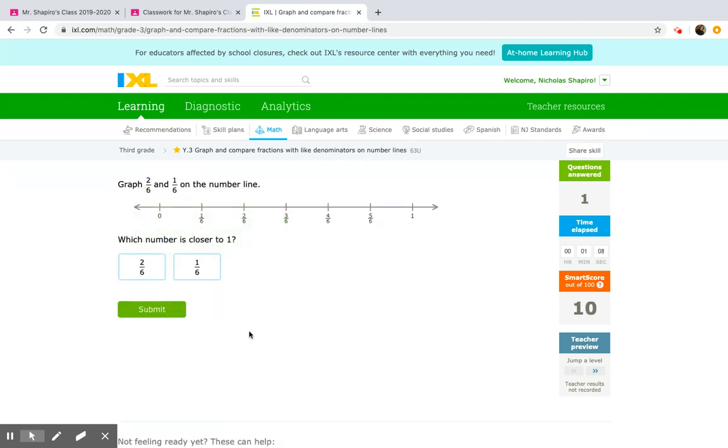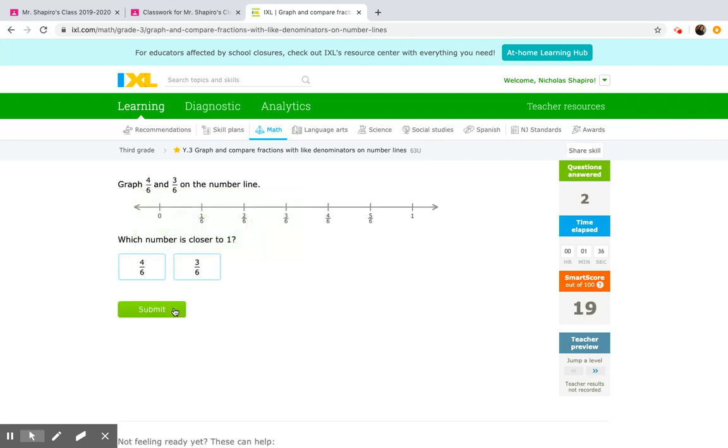The next one, graph 2/6 and 1/6. So again, we need to place those two dots first. You can't do anything else before you do that. So 2/6 is here. 1/6 is right behind here. Now, which one of these is closer to one? If I look here, not by much, but 2/6 technically is closer to one. It's kind of winning the race here to the whole one number. So that would be the answer.